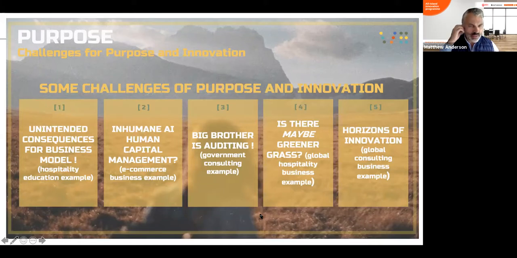Step 1, unintended consequences for the business model. This is where a bit of convoluted purpose has been damaging for a business. Let me give a very quick story of this.